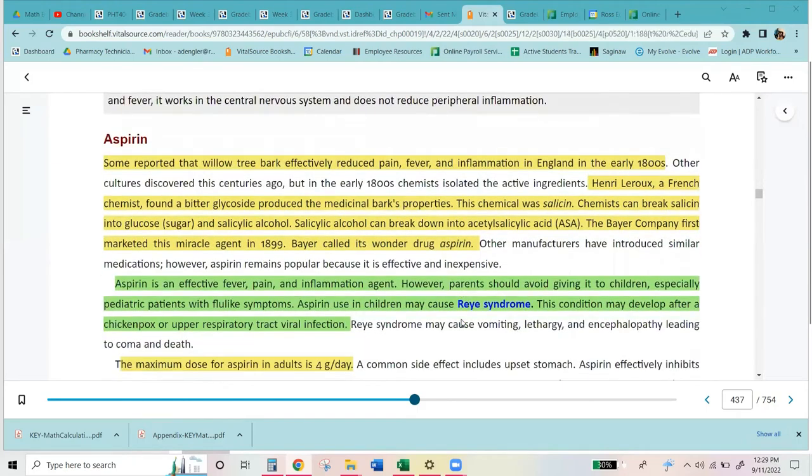Aspirin: some reported that willow tree bark effectively reduced pain, fever, and inflammation in England in the early 1800s. Henri Leroux, a French chemist, found a bitter glycoside in the medicinal bark. This chemical was called salicin. Chemists can break salicin into glucose and salicylic alcohol. Salicylic alcohol can be converted into acetylsalicylic acid, which is aspirin. The Bayer Company first marketed this miracle agent in 1899, and they called it the wonder drug.